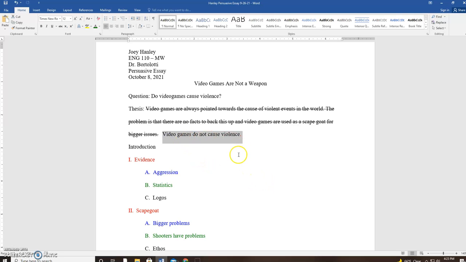Video games do not cause violence, period. All this other stuff here was a little bit superfluous. It's a little unnecessary. For the outline, this is perfectly good wording for your introduction, which is where it probably should go. But for the outline, keep your thesis statement nice, sweet, short, and to the point.